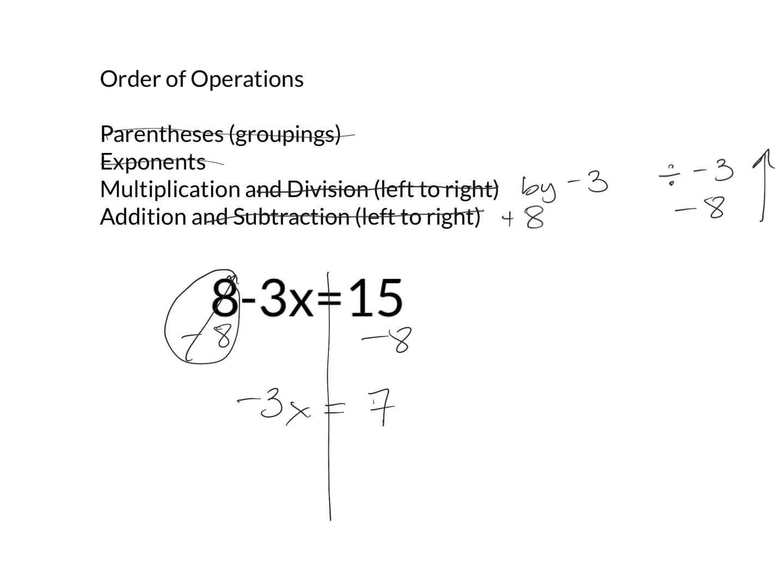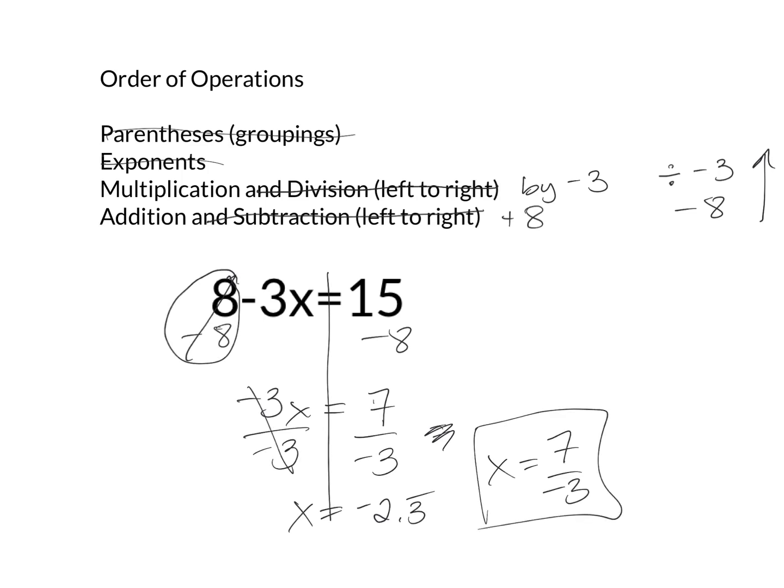7 divided by negative 3. Divide both sides by negative 3. And this gives me negative 2.3 repeating. And because it's not what's called a terminating decimal, I'm just going to go ahead and write this as x equals 7 over negative 3, because that's not a nice number.